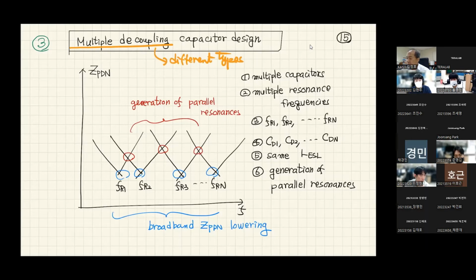Let's assume we are putting in a decoupling capacitor with resonance frequency 1. Let's assume this is 10 megahertz. We can put in another decoupling capacitor that has maybe 100 megahertz, 200 megahertz, or 300 megahertz.